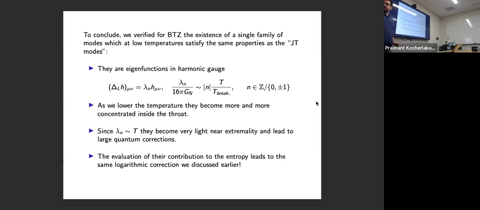How do you? There's a gap in AdS3. What do you mean by saying that? The eigenvalue is vanishing at zero temperature. So I guess you would say there is no gap for this mode. Yeah, I guess that's the whole non-trivial feature, that these modes have that.